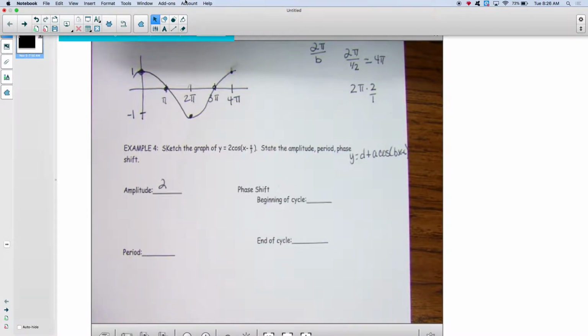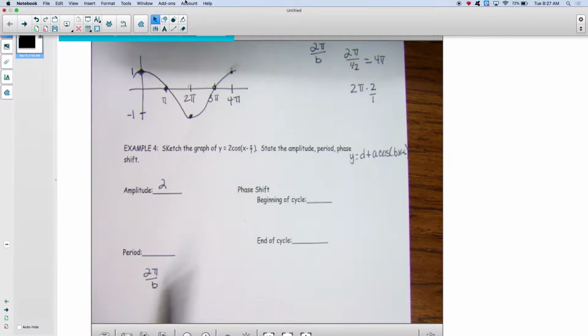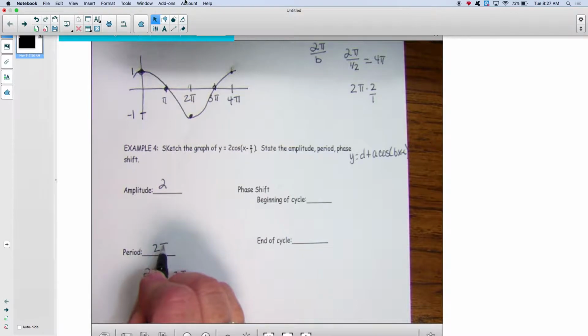Okay, period. That's found by taking 2 pi, dividing it by b. What's your b here? Negative x over 2. What number's in front of x? 1. So that's just 2 pi over 1. So the period does not change.